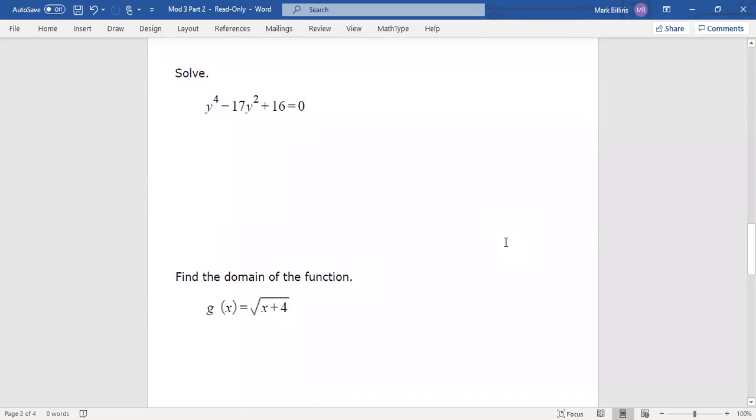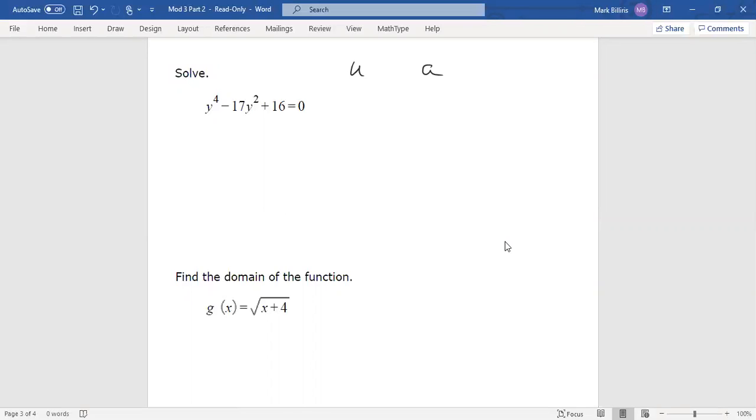Our next problem deals with factoring and solving something that's different than quadratic. There's a couple of different ways to do it. Instead of it being y squared minus 17y plus 16, you notice we have y to the 4th minus 17y squared plus 16. So what we do is we use substitution. A lot of times they use the variable u, or sometimes they use a. It doesn't make a difference what variable you choose as long as it's different than the one given.